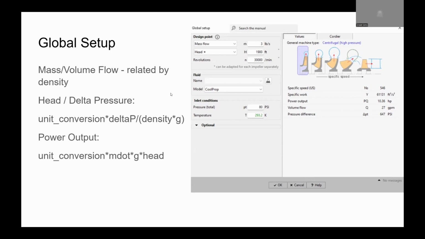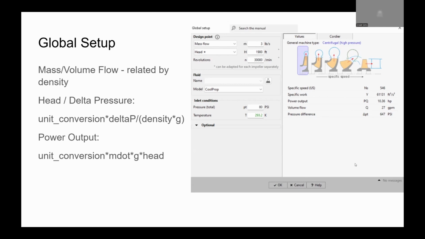On the right side, we have some values that are important to keep track of. The big one is power output, because you take your power output and multiply it by a bunch of your efficiency values and you get your power input. Your power input is important because that's how we size our motors and everything like that.